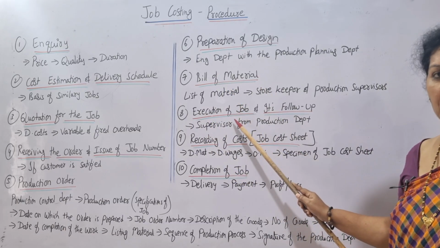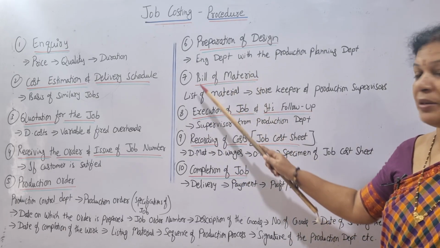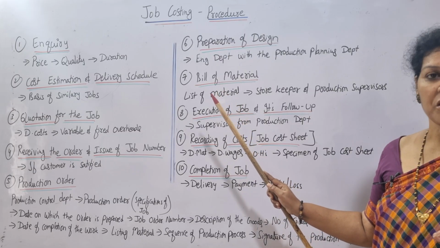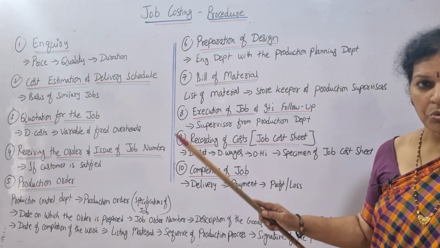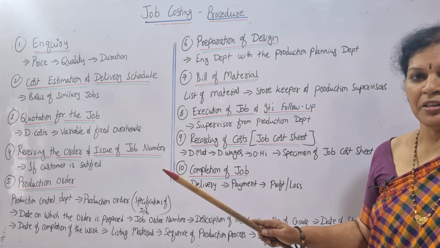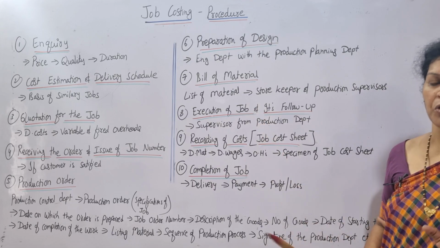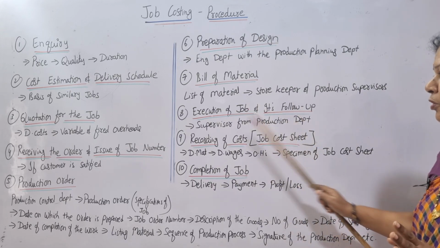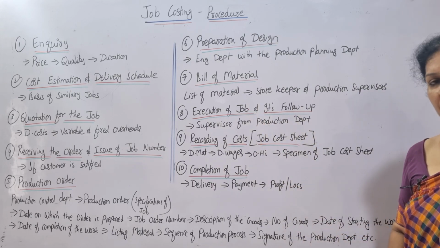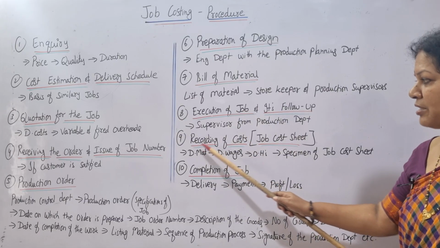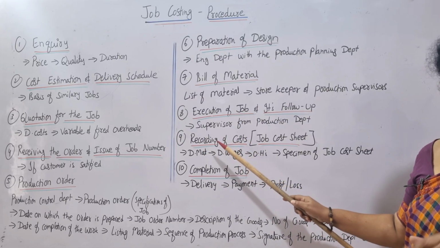Then after that, at the time of bill of material, you are going to focus on the cost, and also instructions given to the storekeeper to issue the material, etc. All these things at this stage only. Then after that execution of the job. For execution of the job and follow up, there is a supervisor from the production department. He will be taking care of the execution. And lastly, last but one, recording of the cost.